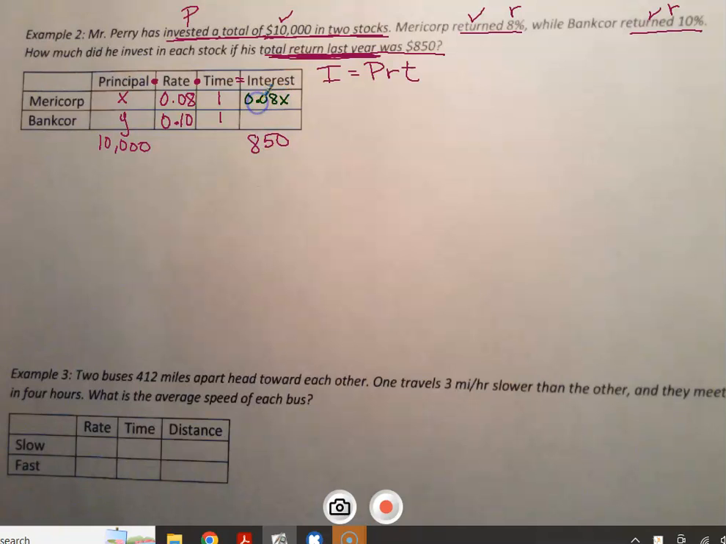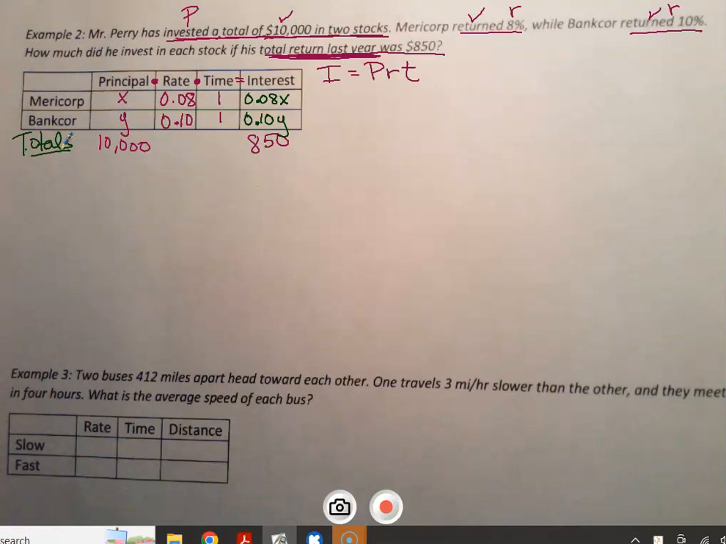So 0.08x is that one. And if we multiply these all together, like the formula says, we're going to get 0.10y. You don't have to write that 0 there, but I find it handy to remember it's 10%. Now I'm going to write the word total here. These are our totals for those categories.